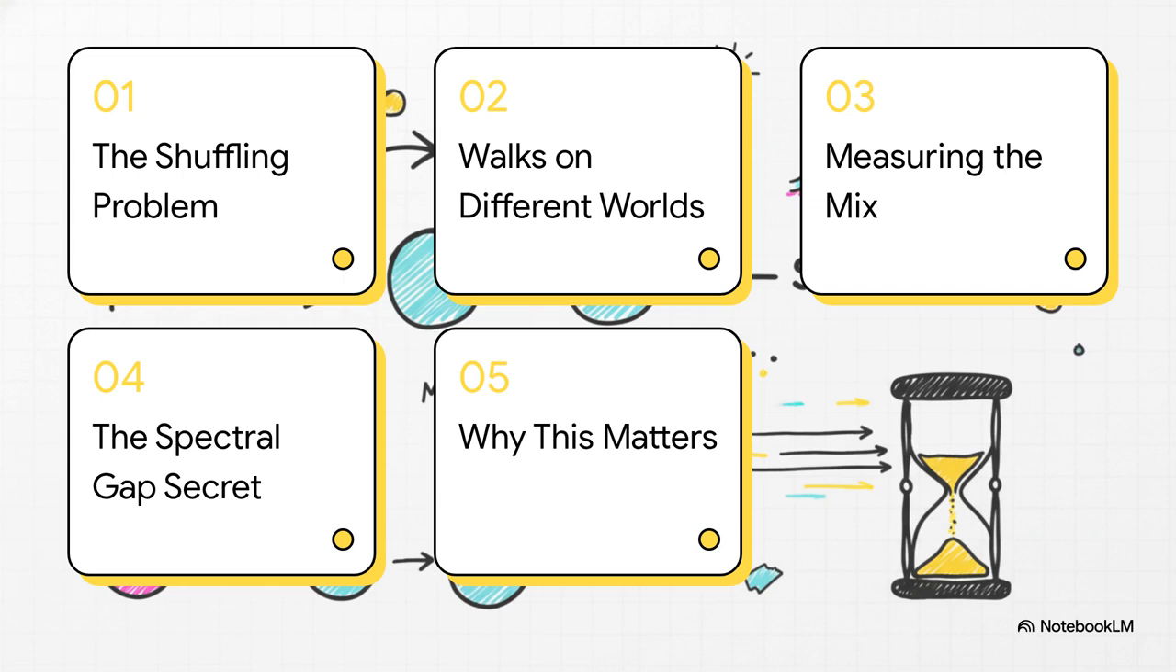So here's the game plan. We're going to kick things off with that simple shuffling problem. Then we'll get visual and see how randomness spreads in these totally different worlds. After that, we'll figure out how to actually measure that spread, uncover the secret number controlling it all, and finally wrap up with why this stuff matters for everything from Google search to modern AI.